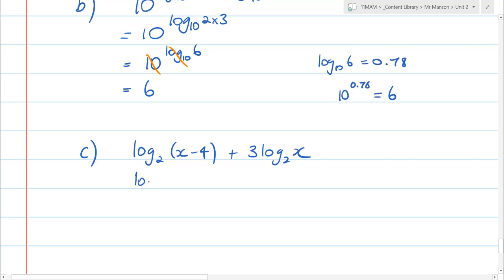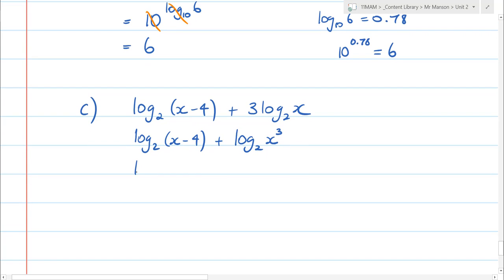So I've got log base 2 of x minus 4 plus log base 2 of x cubed. That's the reverse of log law number 4, so I've put that number out the front in as a power. Now I've got log base 2 of x cubed times x minus 4, because I multiply the things inside the logs when I add them together. I don't want to scare anybody, but we could easily give you a question where we say that equals 10, so 2 to the power of 10 equals this. Now you've got a quartic to solve.